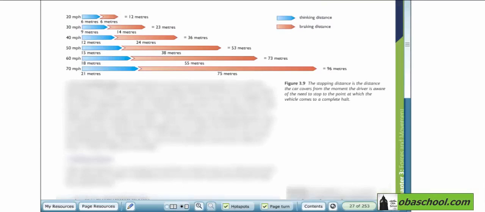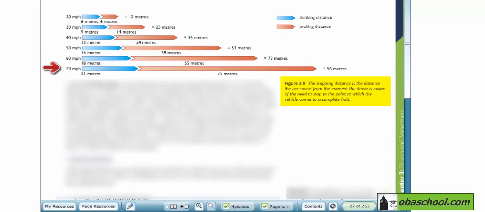According to traffic laws, there are different braking distances based on the speed of the car. Like in this figure we see, figure 3.9. Here the blue line represents the thinking distance and the red line represents the braking distance. So let's say the car is going 20 miles per hour. Here the braking distance will be 6 meters.